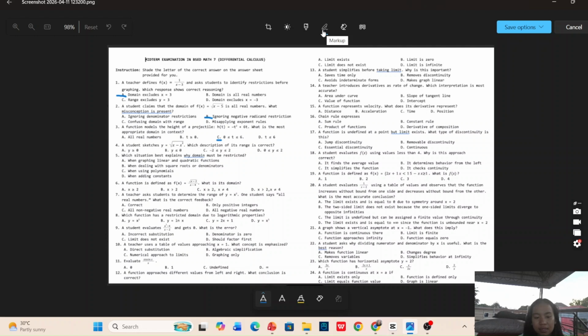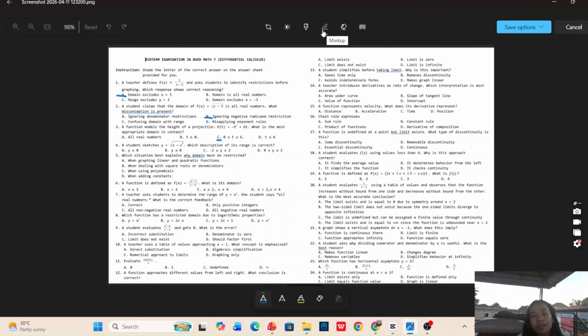Limit does not exist. Because when we see different values from left to right, it means the limit does not exist, because the values must be the same. It's just that the signs could differ: from the left there would be a negative sign, and from the right it would be positive. So it must be the sign that's different, not the values. So therefore, number 12, the limit does not exist, or letter C.